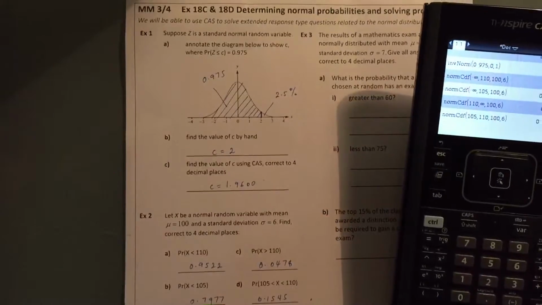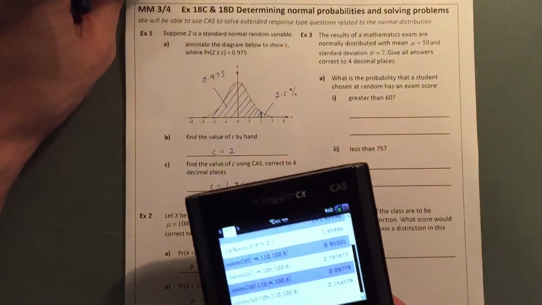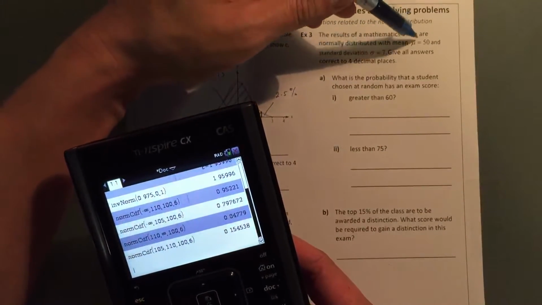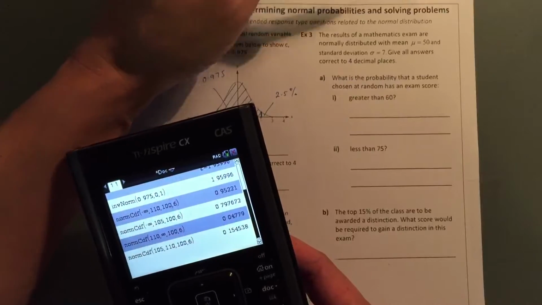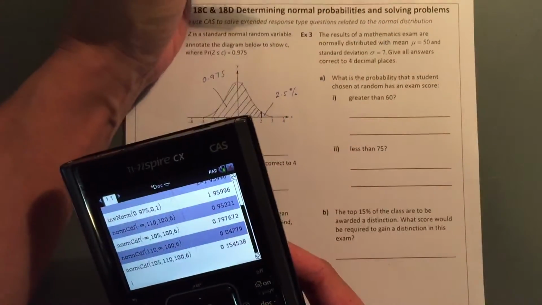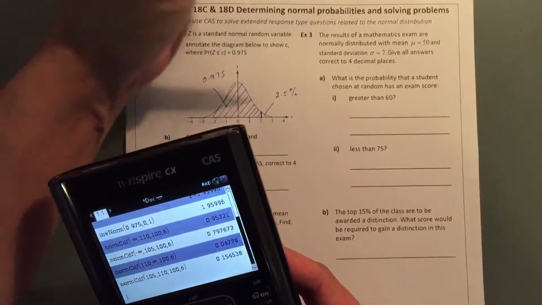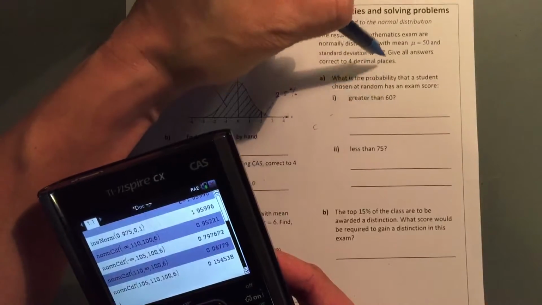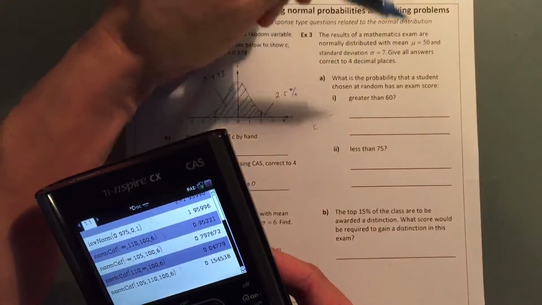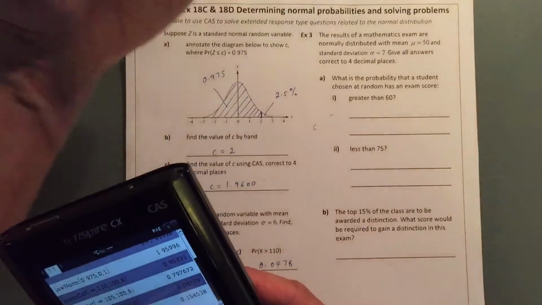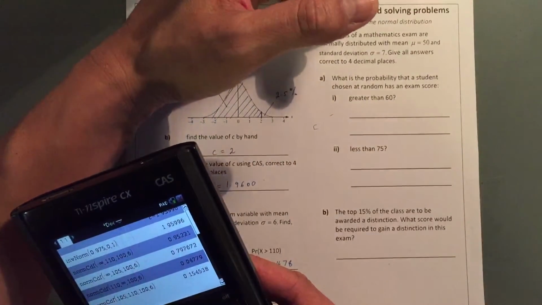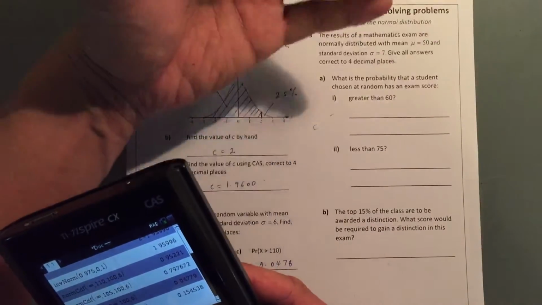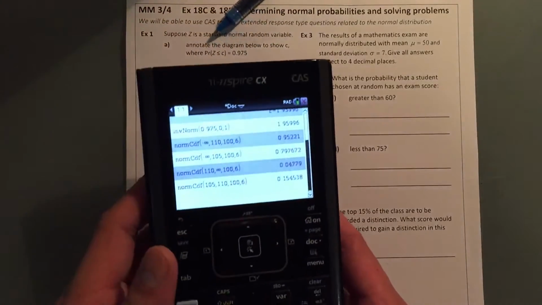So that second example is quite straightforward, and this third example is also going to be quite straightforward. It says that the results of a mathematics exam are normally distributed. Mean is 50, standard deviation is 7. To 4dp, find the probability that a randomly chosen student has a score greater than 60. Now, as I'm going through this kind of problem, I can see that 60 is already more than one standard deviation above 50. So I'm expecting something well under 50%, and even more so towards a smaller number than that.